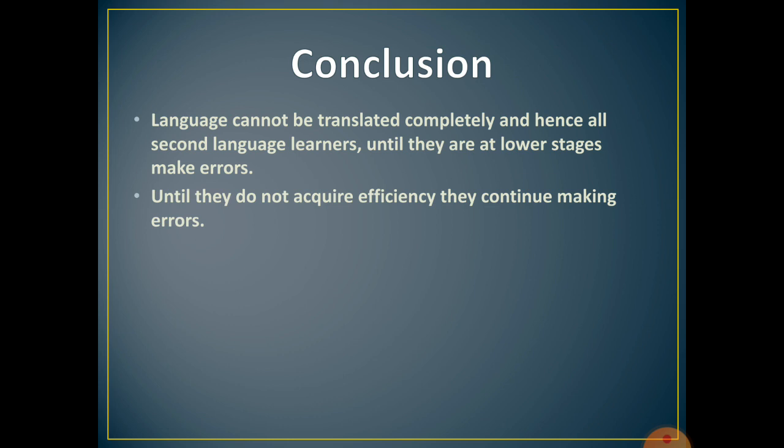Okay, next is the conclusion. Language cannot be translated completely, and hence all second language learners, until they are at higher stages, make errors, and until they acquire efficiency, they continue making errors.